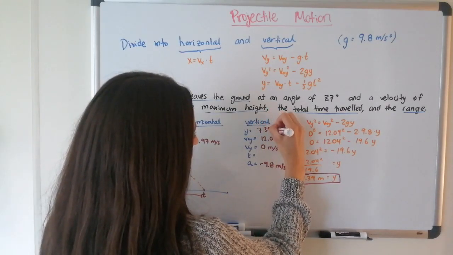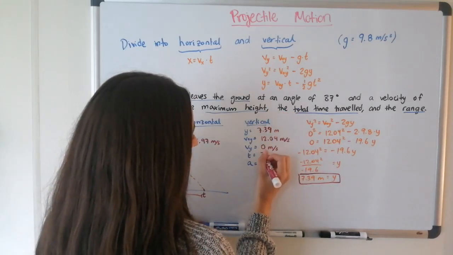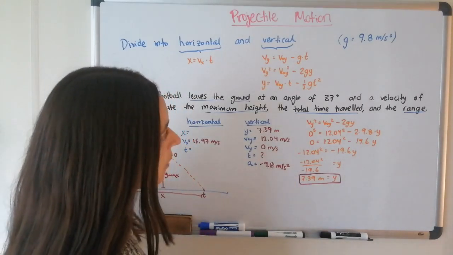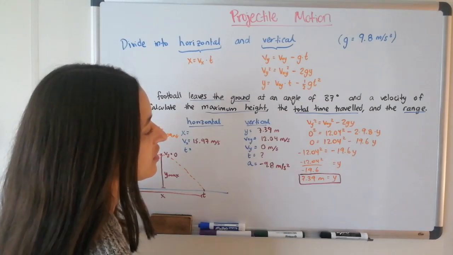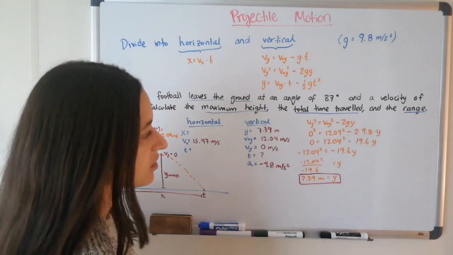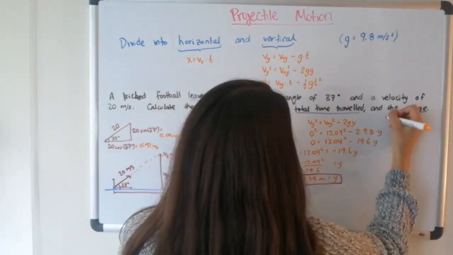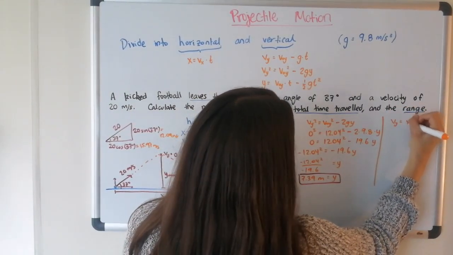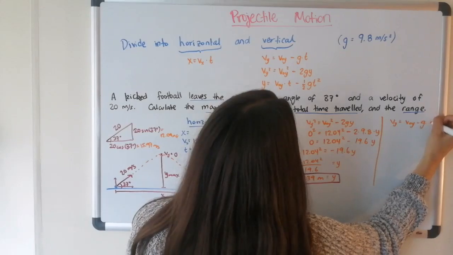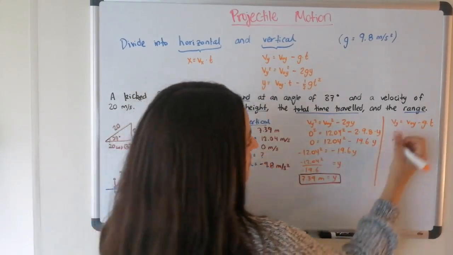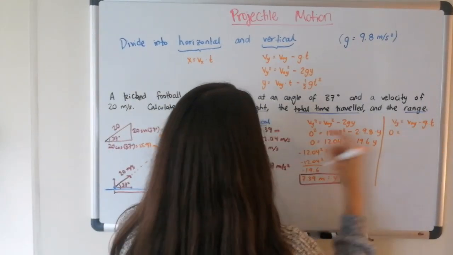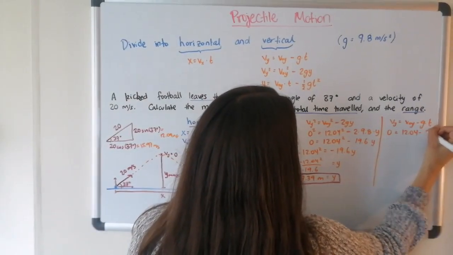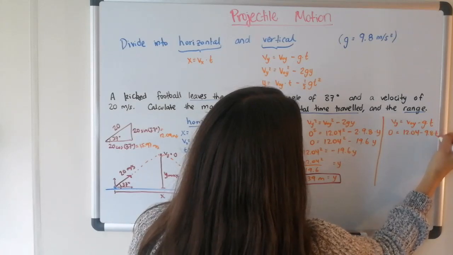Instead of the question mark, we have 7.39 meters, and our time is what we're looking for. So we can choose any of the equations. I'm going to choose the top one because it looks like the easiest one and the shortest one. So let's do it right here. We have Vy equals Voy minus g times t. Our Vy is 0 at the top. Our Voy is 12.04 minus 9.8 times t.